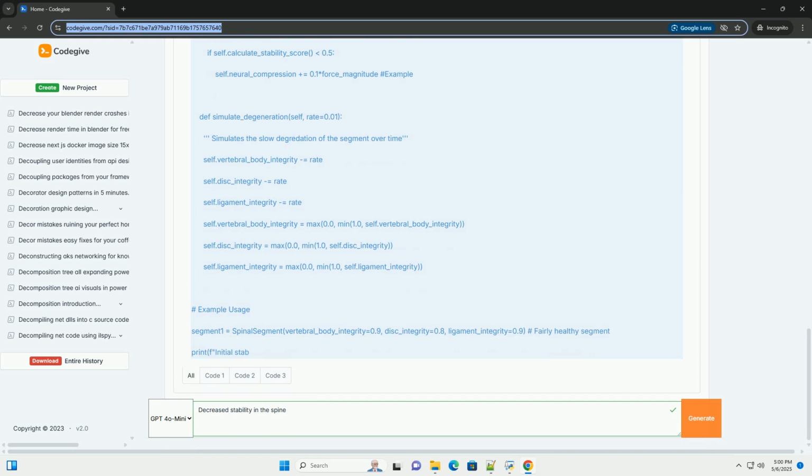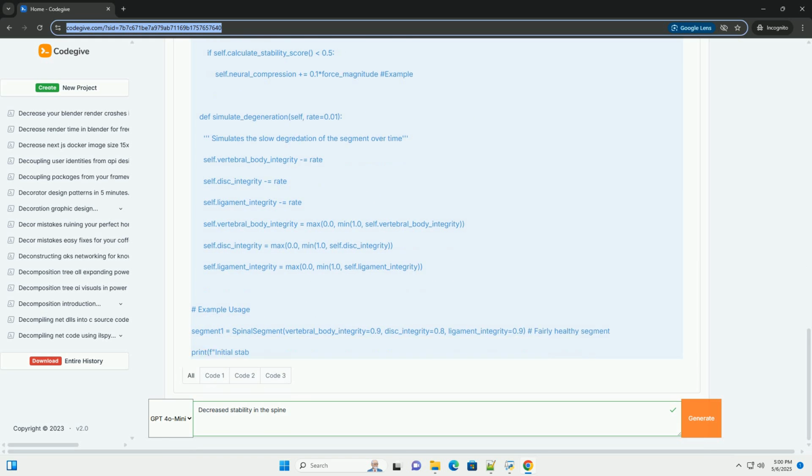Degenerative conditions. Spondylolisthesis. Forward slippage of one vertebra over another, often due to facet joint arthritis or defects in the pars interarticularis. Spinal stenosis. Narrowing of the spinal canal, which can compress the spinal cord and nerve roots. Degenerative disc disease. Breakdown of the intervertebral discs, leading to decreased disc height, altered biomechanics, and increased motion.